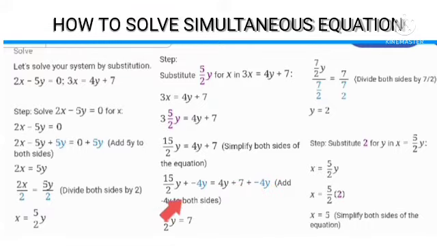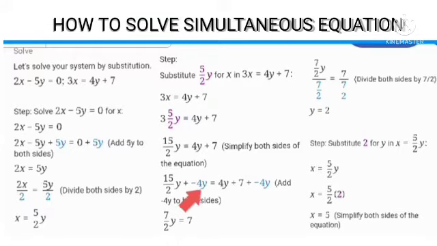Now, when you add that together, you know that we are going to be left with what? 15 over 2y plus minus 4y is equals to what? 7, because this is going to cancel out. I should have done this with the equation, but let's move on.